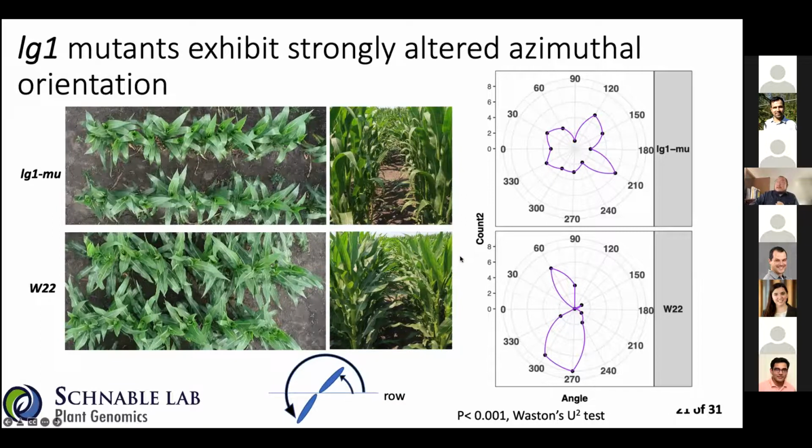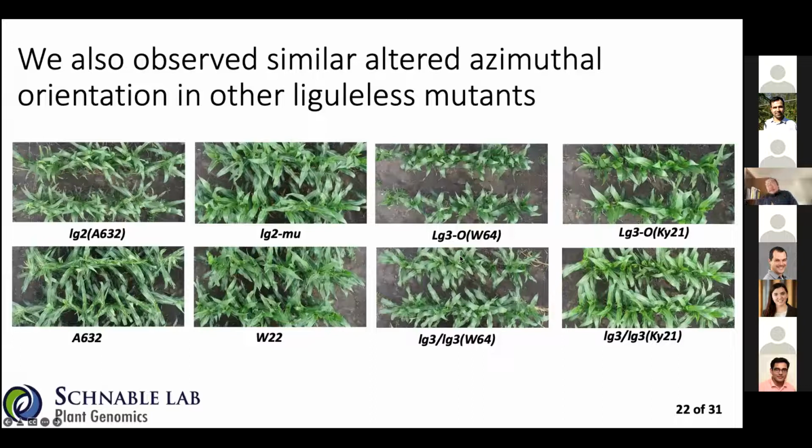Interestingly, when we look at other Liguleless mutants, we screened Liguleless 2 mutants, and another two mutants on Liguleless 3. In all the Liguleless mutants that we screened, the mutants compared with wild type exhibit a similar pattern, with significantly fewer leaves growing towards the interrow space.